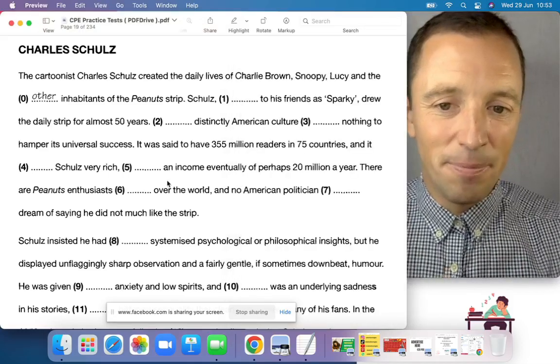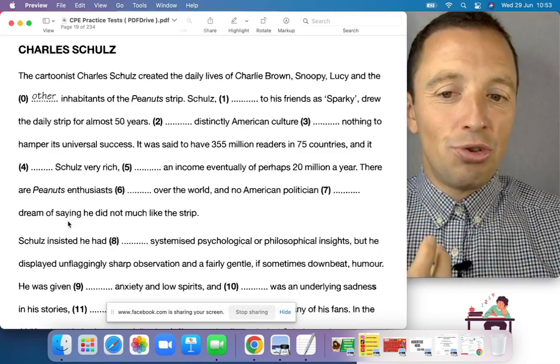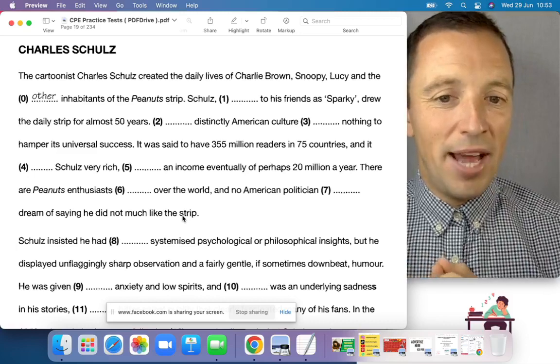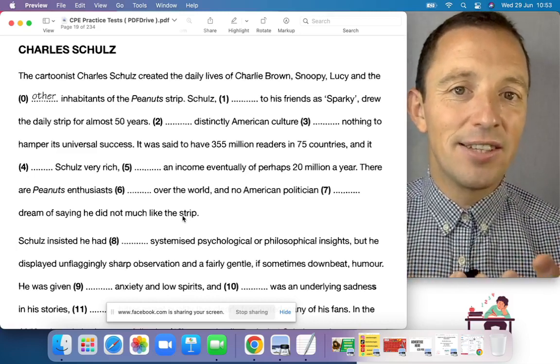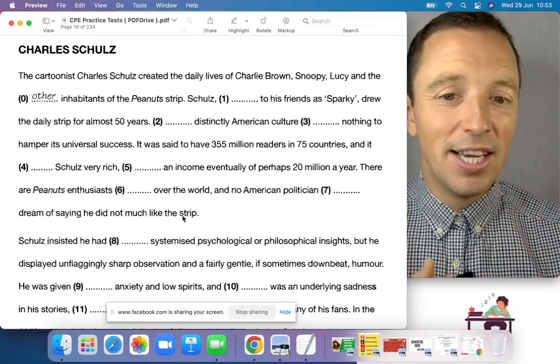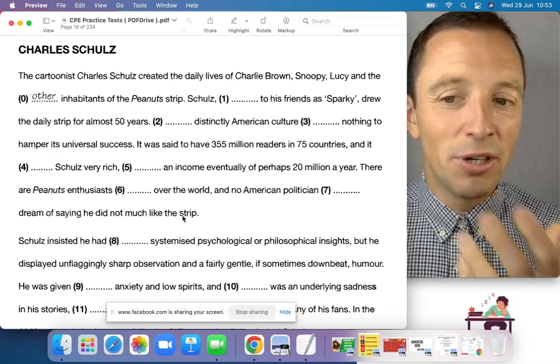Number 7, and no American politician would dream of saying he did not much like the strip. So every politician said they liked the strip, the cartoon, because it was so popular. Because of the popularity, the politician would never think of saying, would never dream.